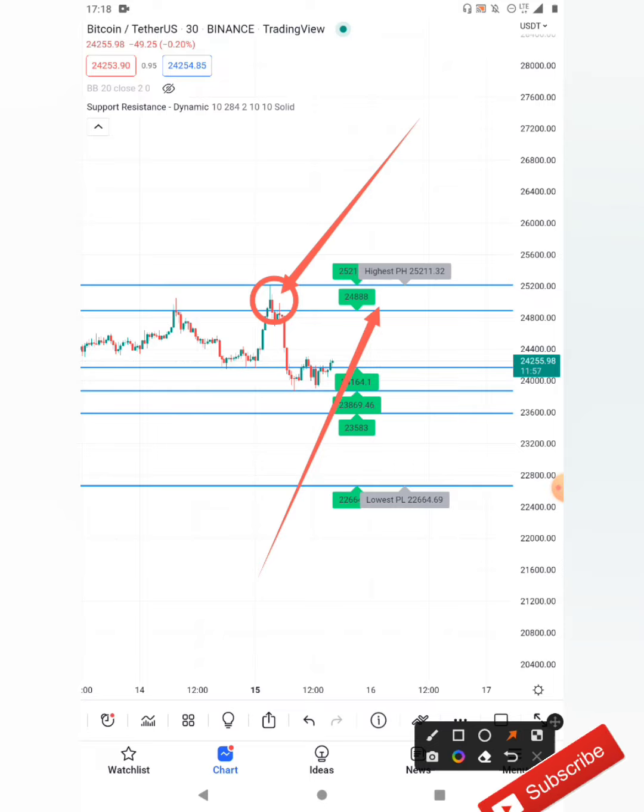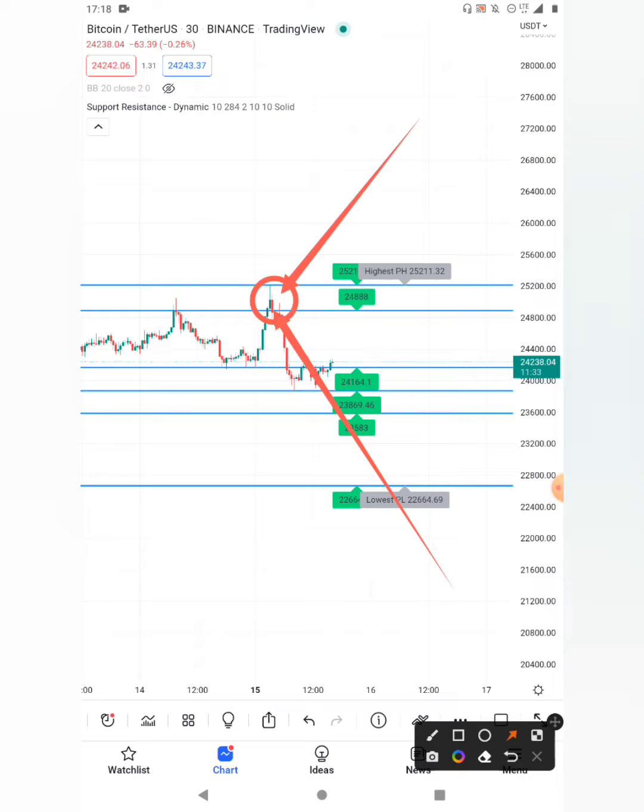At 24,888 rather. Okay, price actually broke out and then made a retest somewhere around here, at the resistance level. But guess what, guys? You know what happened? It couldn't bounce back and continue the uptrend.